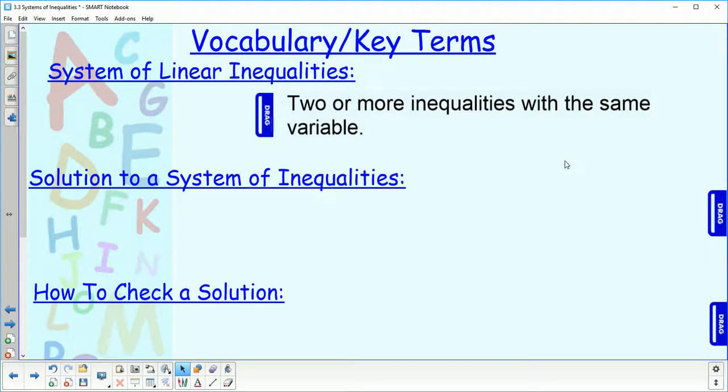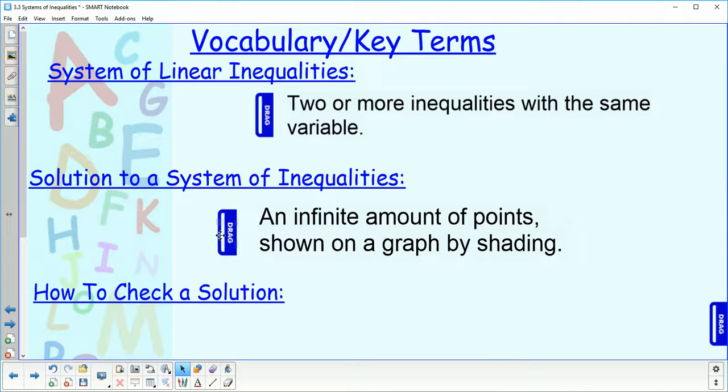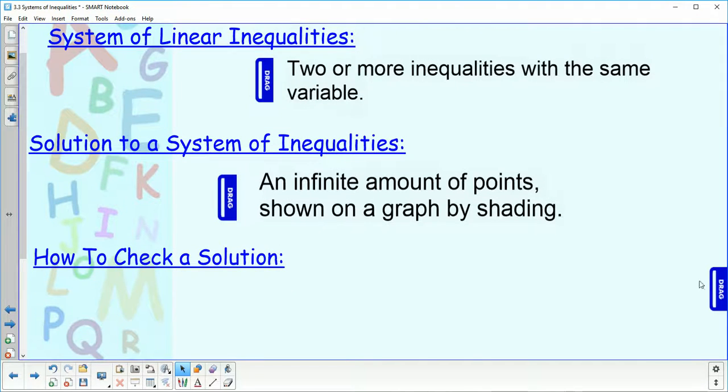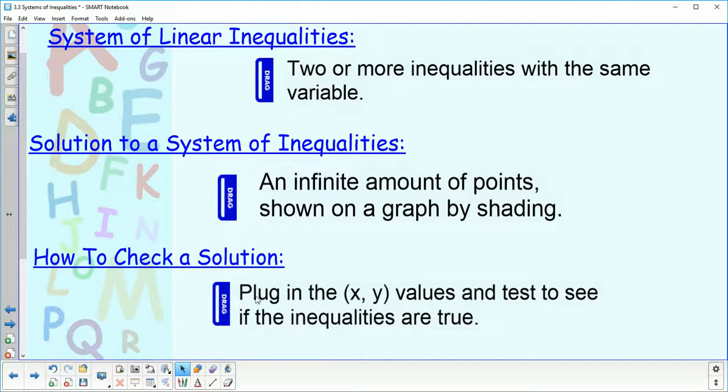The solution to a system of inequalities is an infinite amount of points, like we said, that is shown on a graph by shading. And to check that solution, like we did with 0, 0, we're going to take a test point and plug in values and see if the inequalities are true. So there could be 1 or 2 points that we may have to check, or 3 or 4. Really, we could have up to 4 different regions to see where is our true statement.